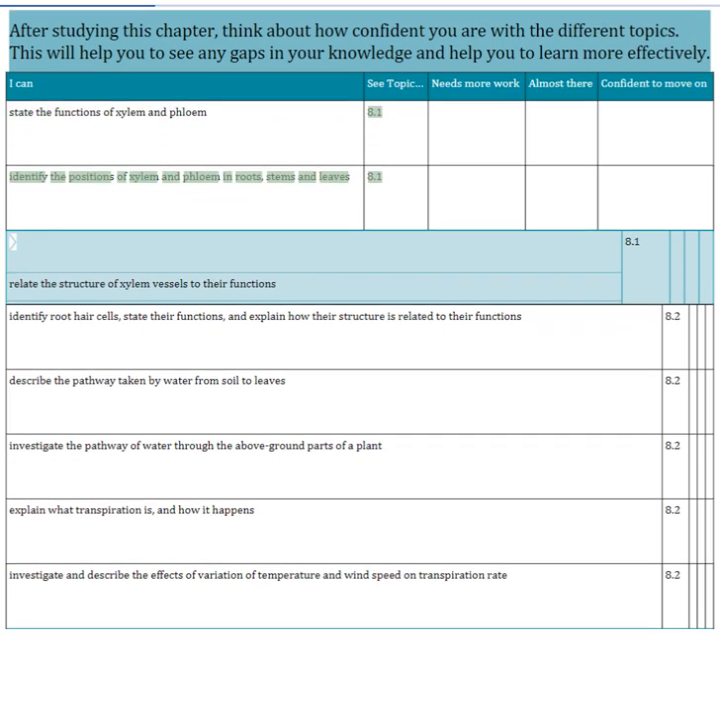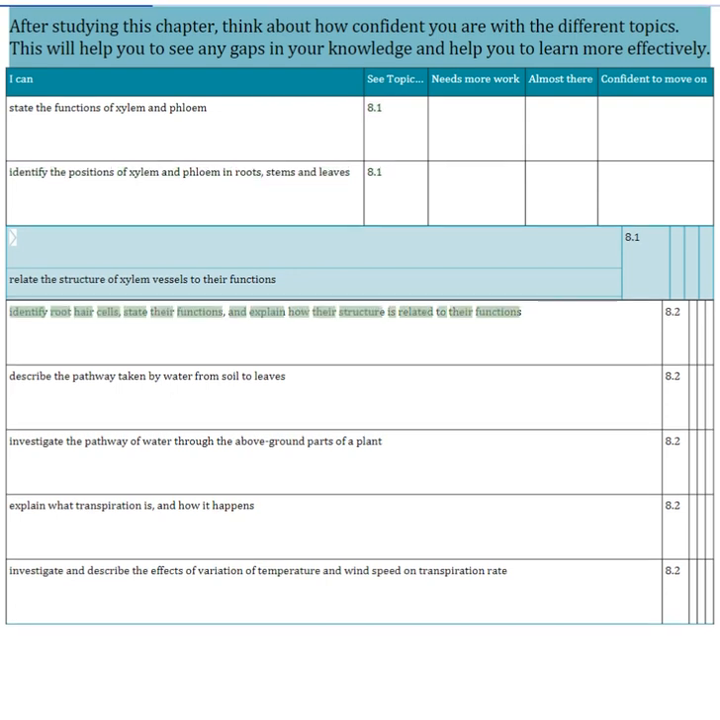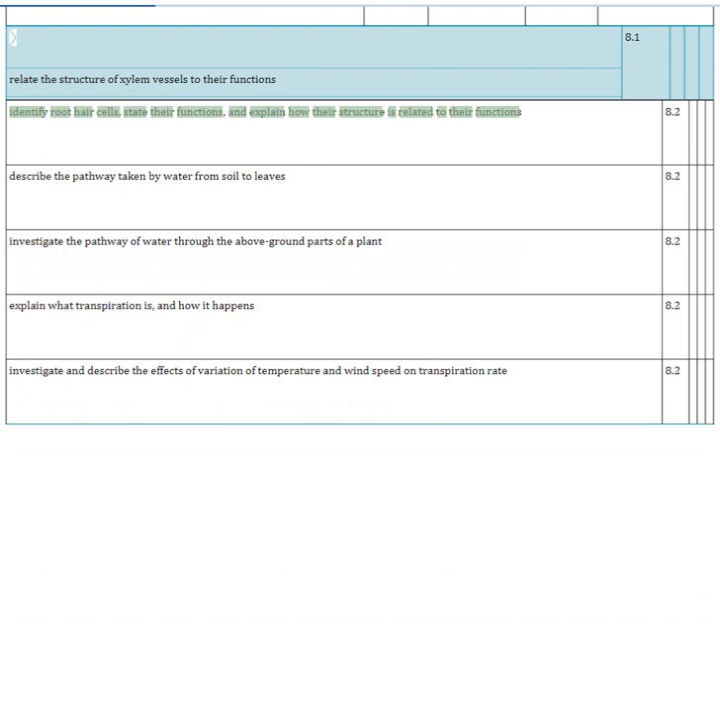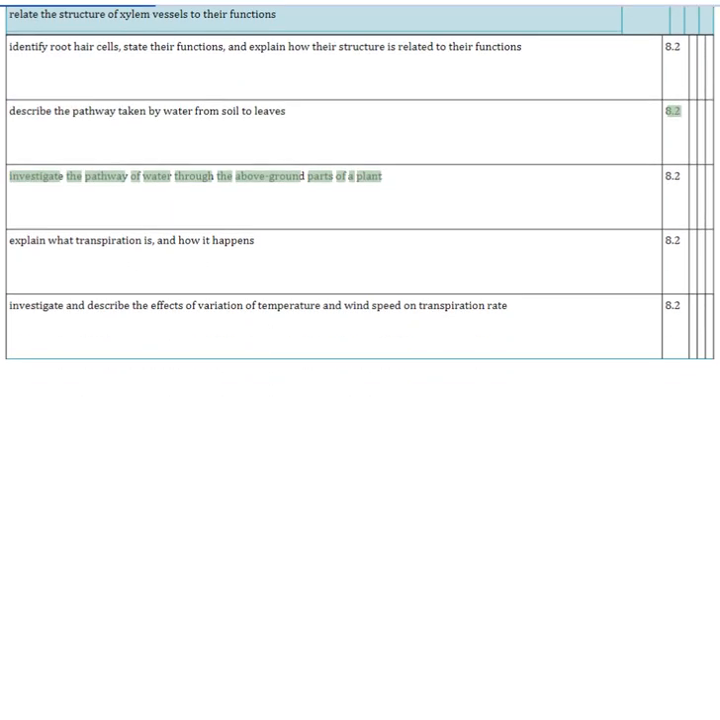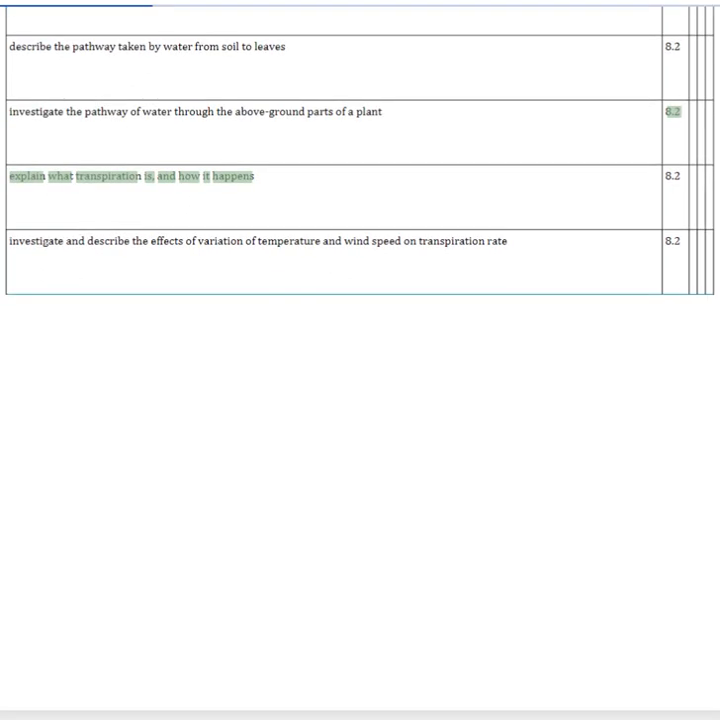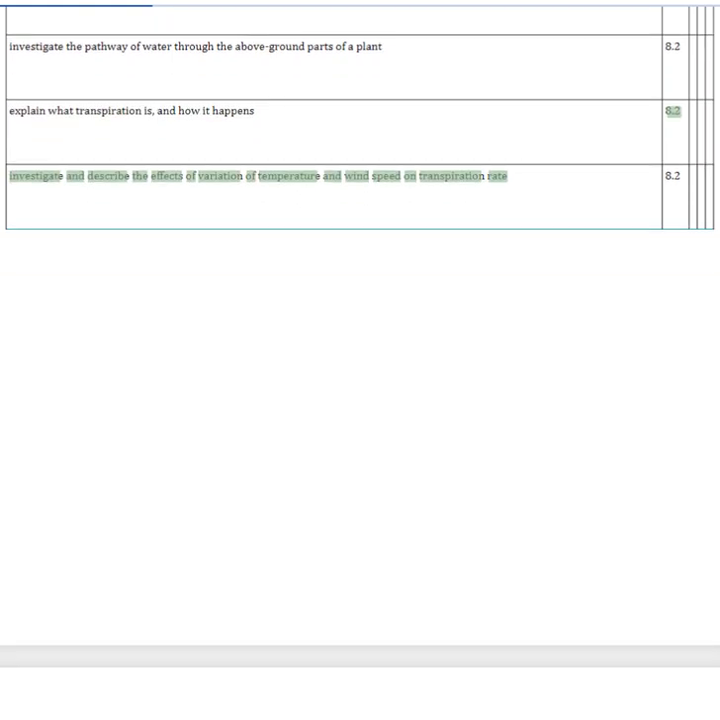8.1 Identify the positions of xylem and phloem in roots, stems and leaves. 8.1 Identify root hair cells, state their functions, and explain how their structure is related to their functions. 8.2 Describe the pathway taken by water from soil to leaves. 8.2 Investigate the pathway of water through the above-ground parts of a plant. 8.2 Explain what transpiration is and how it happens. 8.2 Investigate and describe the effects of variation of temperature and wind speed on transpiration rate.